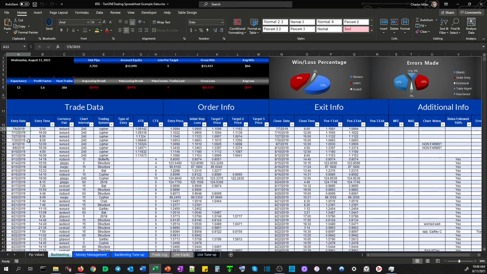This is the trade log. This is the backtesting trade log. This is where you will put in all the trades. You can see we have all the required information that we want to know. Entry date, entry time, pair. What chart am I trading on? I have multi-charts, or I have different entry charts that I do. I have a higher time frame and a trading time frame.